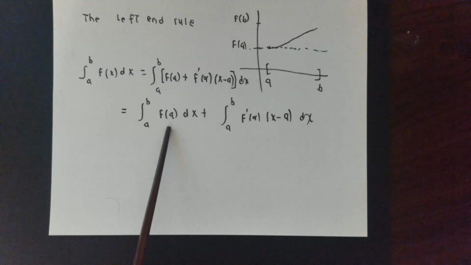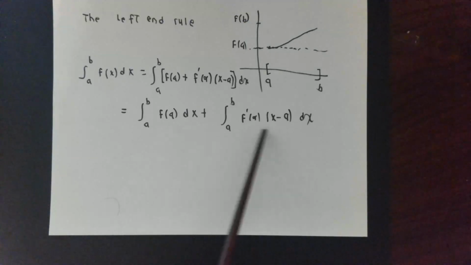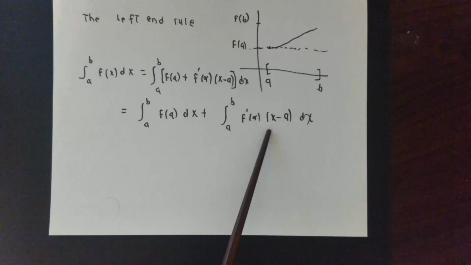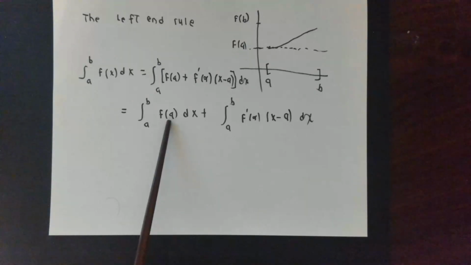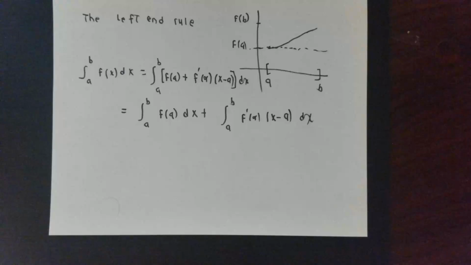This integral is easy to do because f of a is a constant. An antiderivative for f of a is just f of a times x, which then has to be evaluated between b and a. This integral is going to have a little bit more thought required.